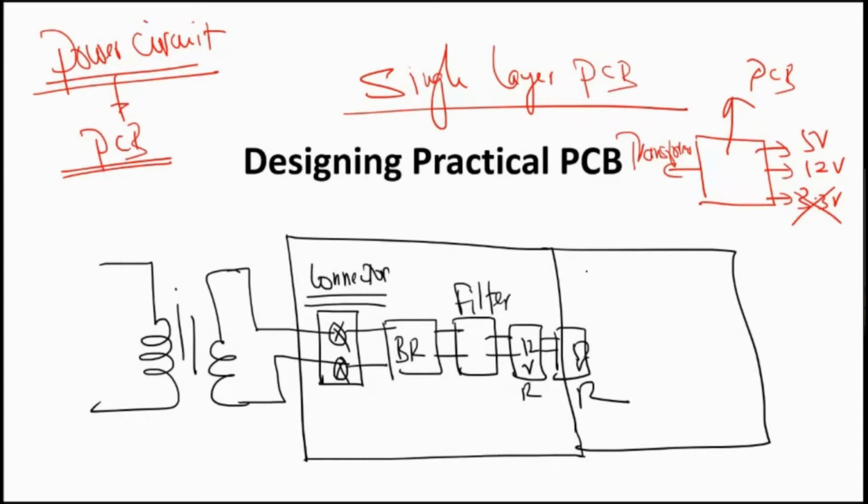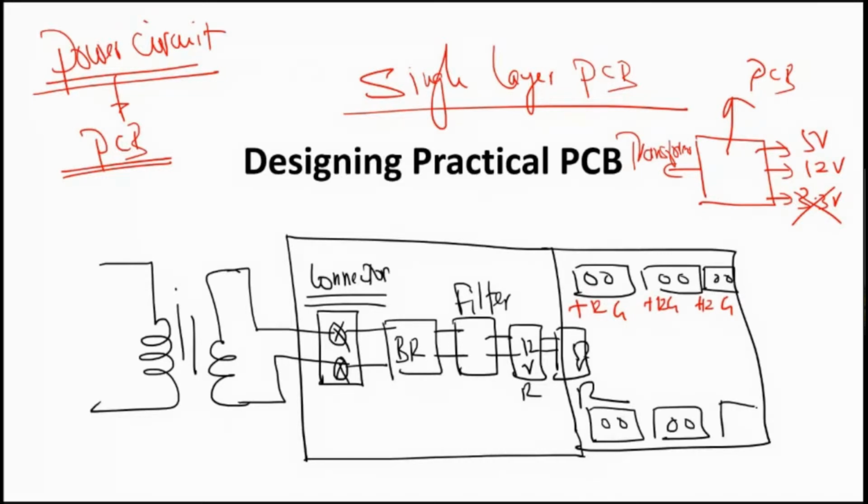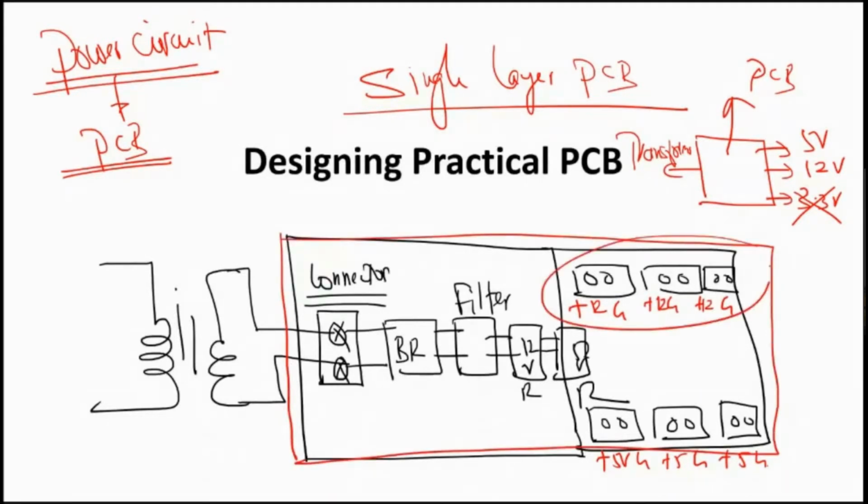Let us say I need 3 12 volt connectors. Each one is plus 12 volt and ground, plus 12 volt and ground, plus 12 volt and ground. And similarly 3 5 volt connectors so that I can make use of them for powering external circuitry. So this is plus 5 volt ground, plus 5 volt ground, plus 5 volt. So this is how my board should look. The board should have 3 12 volt connectors, 3 5 volt connectors and one connector for connecting to the transformer. So that's how my board should look.